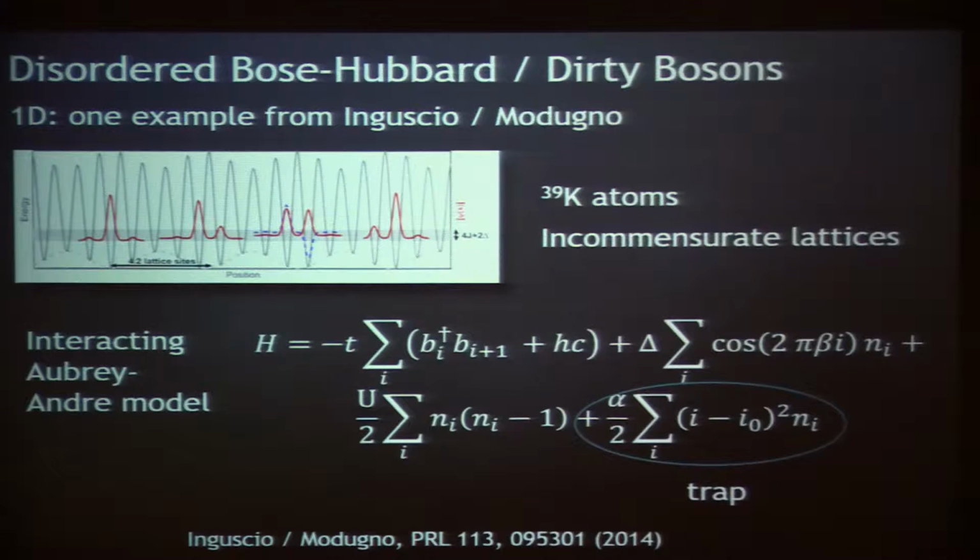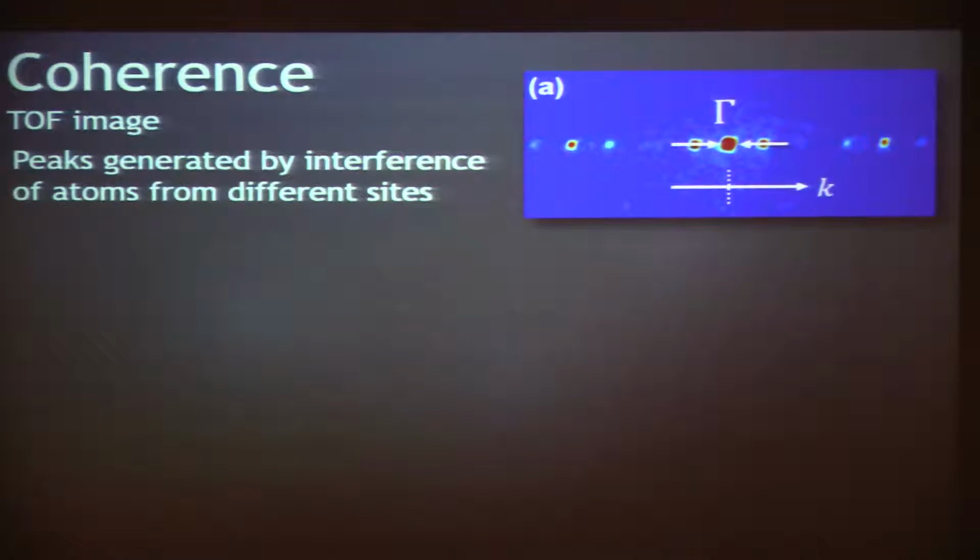Okay, so what are the types of measurements they do? All right, so one type of measurement they do is what I call a coherence measurement. They have the atoms in there, they snap everything off, they're starting with a BEC, and they let the atoms expand in time of flight so they get a picture of the momentum distribution of the atoms. All right, so this is what the momentum distribution of the atoms looks like.